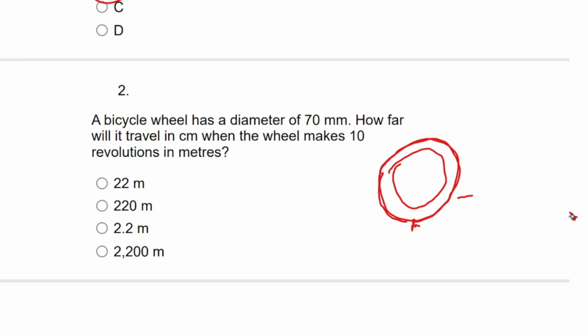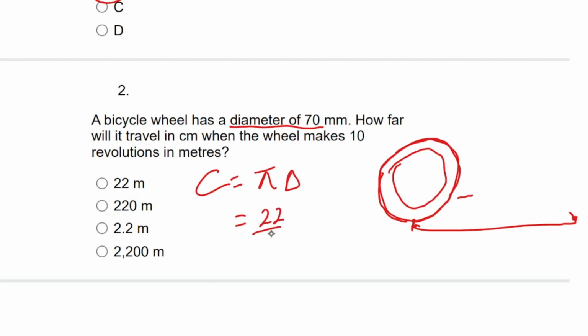So this is one distance. We calculate the length of this distance, then multiply by 10. So that's what we're going to look at now. We are given the diameter, so the circumference of this circle will be pi d. So this is 22 over 7 multiplied by the diameter, which is 70. So 7 here, 1, 7 here, that's 10. So that's going to give us 220 millimeters. But that is not where we're going.